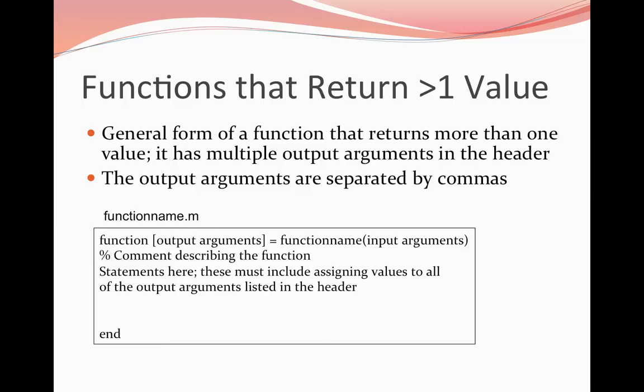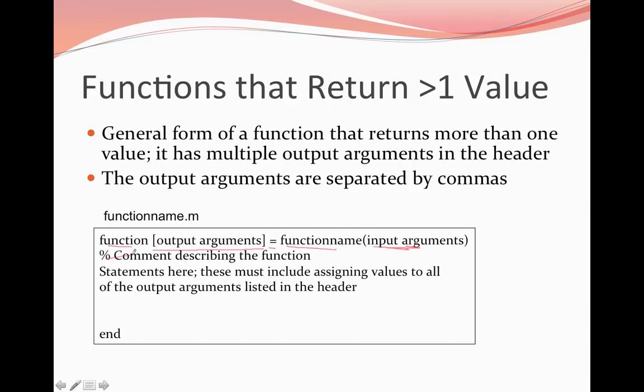So let's take a look now at the kind of function that calculates and returns more than one value. This is the general form of a function definition that returns more than one value. Generically, we're going to call the function function name, so it's in an M file called function name. The function header starts with the reserved word function. Then instead of just one output argument, we have in square brackets several output arguments, however many the function is going to return, followed by the assignment operator, followed by the name of the function, which is again the same as the name of the M file, and then whatever input arguments you need that correspond to the values that you pass to the function.